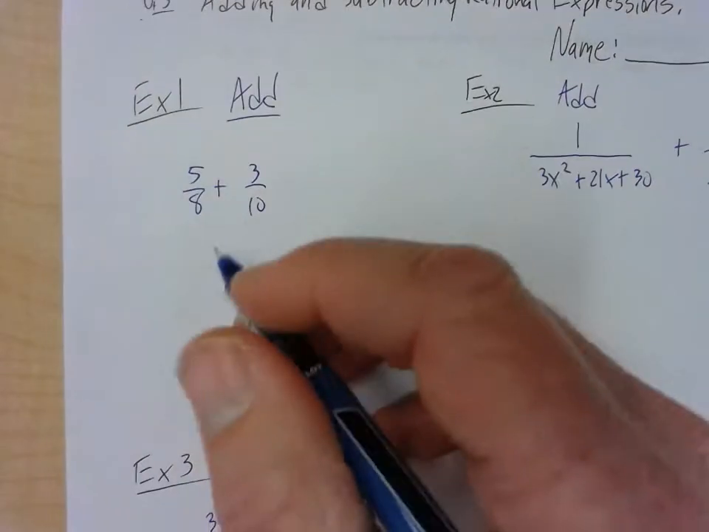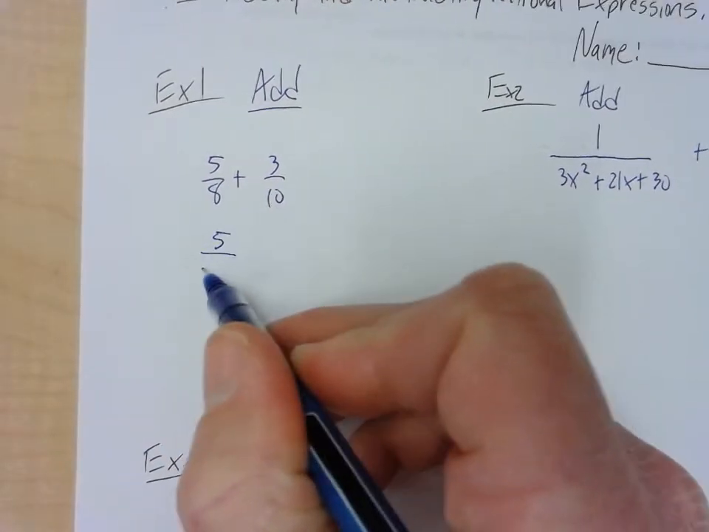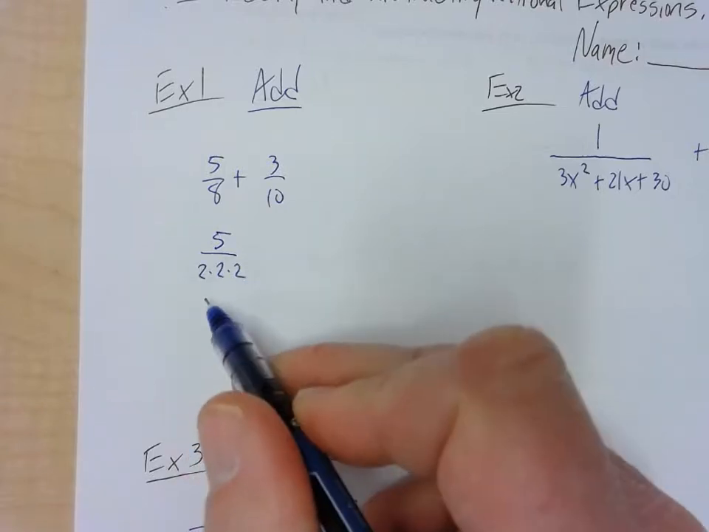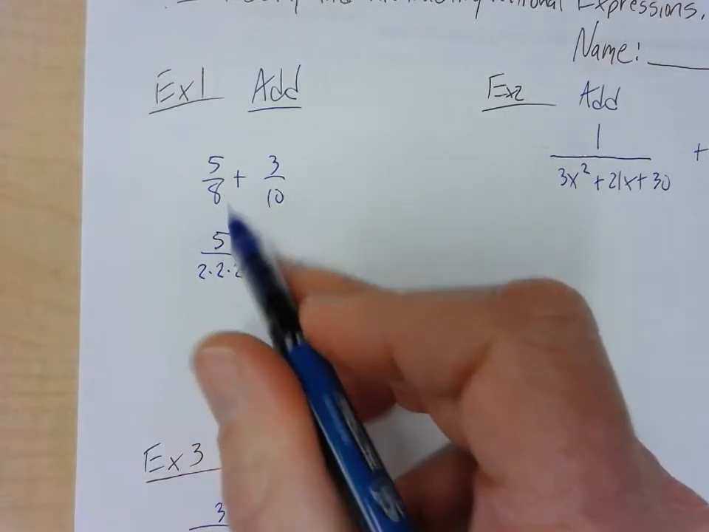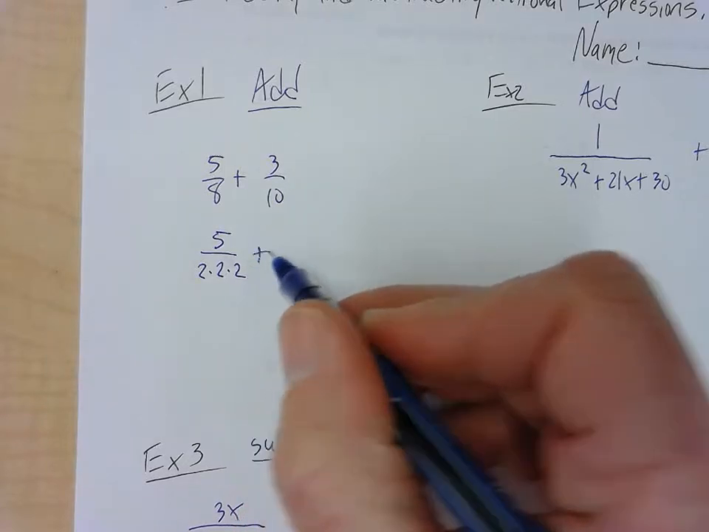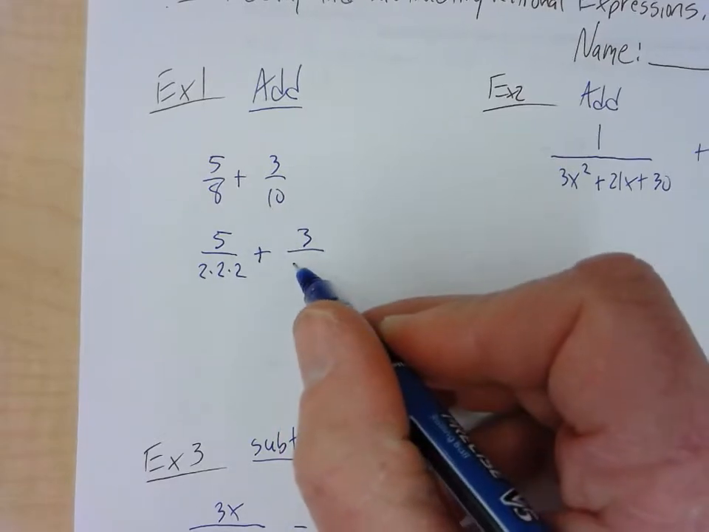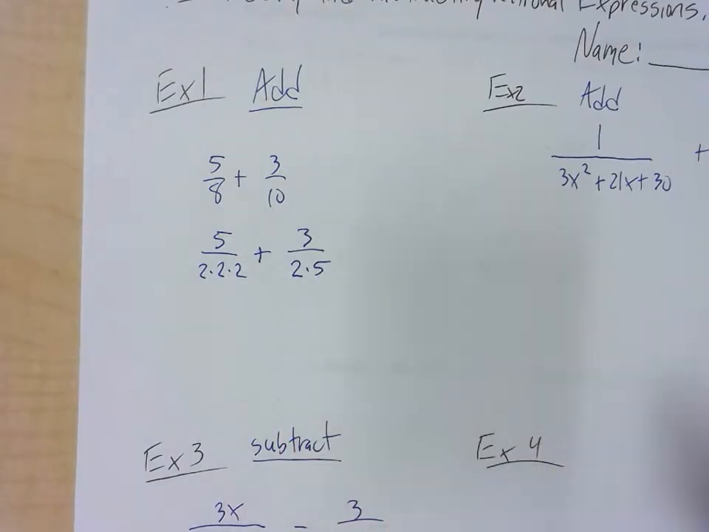So to do that, we're going to do a little inventory here. We're going to say 8 is 2 times 2 times 2. So I just took an inventory of what 8 is. So I factored 8 into its prime factorization. And then I'm going to take 10 and factor it into its prime factorization, and that's 2 times 5.